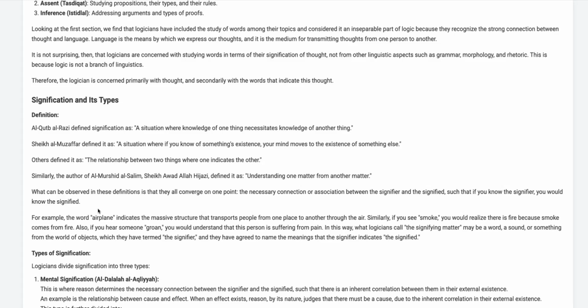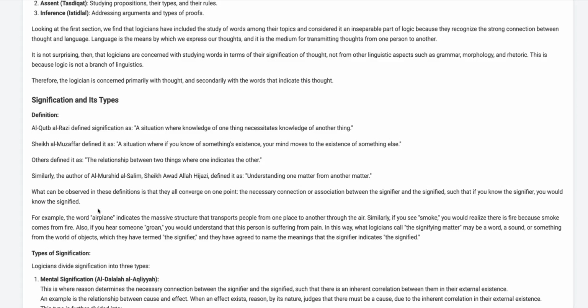We're talking now about what? About dalil according to this science of logic, the signifier and what it signifies. So the relationship between the signifier and the signified. Dalil and what's called madlul, maf'ul yani. For example, the word airplane indicates the massive structure that transports people from one place to another through the air. Similarly, if you see smoke, you would realize there is fire because smoke comes from fire. Also, if you hear someone groan, you would understand that that person is suffering from pain.